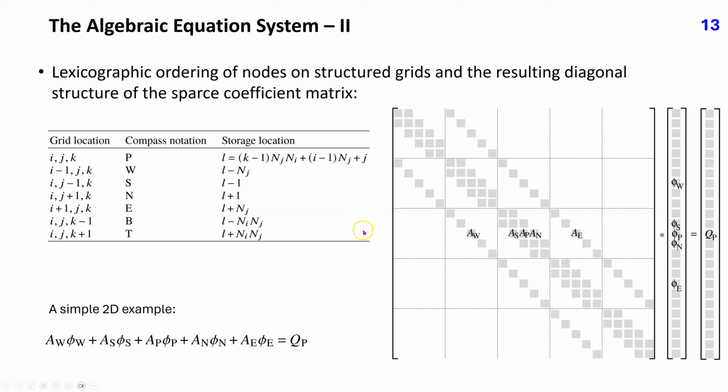Note that in this coefficient matrix, the elements of the AW diagonal are missing for the first row of inner nodes. It is assumed that boundary values are known and the product of AW times phi W is put to the right-hand side in QP. The same is true for the last row and AE diagonal. AS diagonal misses an element at all nodes next to south boundary, and AN diagonal misses an element at all nodes next to north boundary. Methods for solving such equations will be presented in lectures 10 to 12.